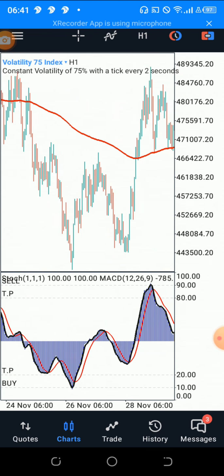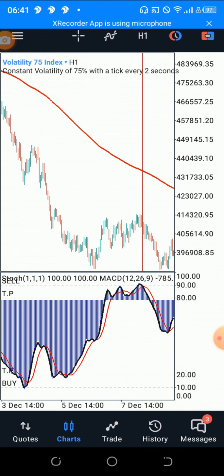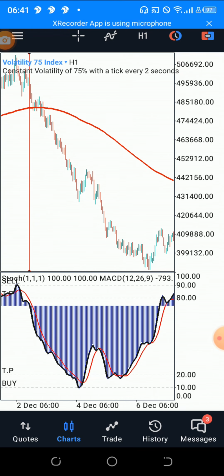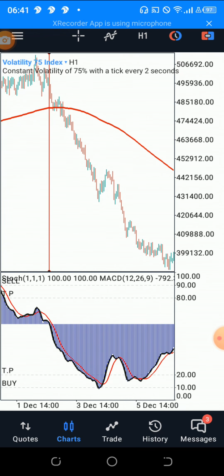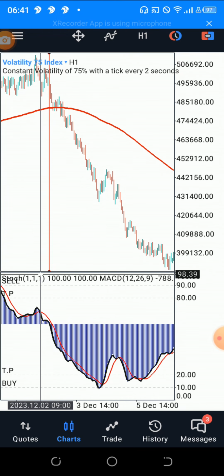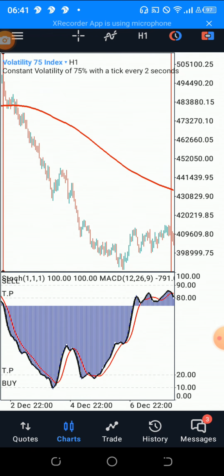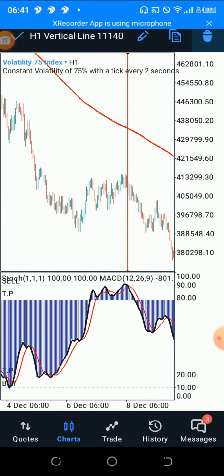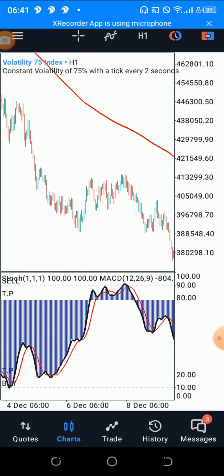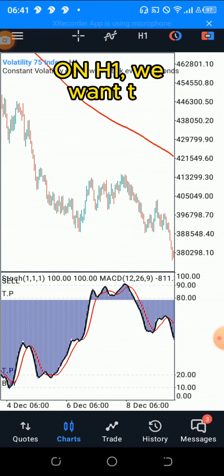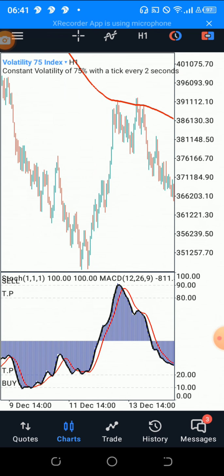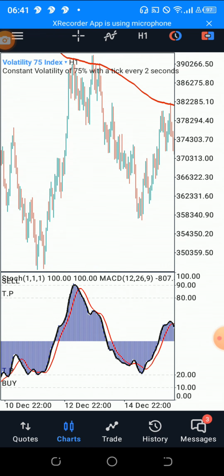We're going to select this particular period. We can see that from the 2nd of December, during this particular period, the price was below the moving average. You can see the price was below our red moving average, indicating that there was a downtrend. So on the H1, we are moving there so that we can identify our directional bias. We can see price during this phase. The greater part of those who have been trading Volatility 75 know that Volatility 75 was in a downtrend.